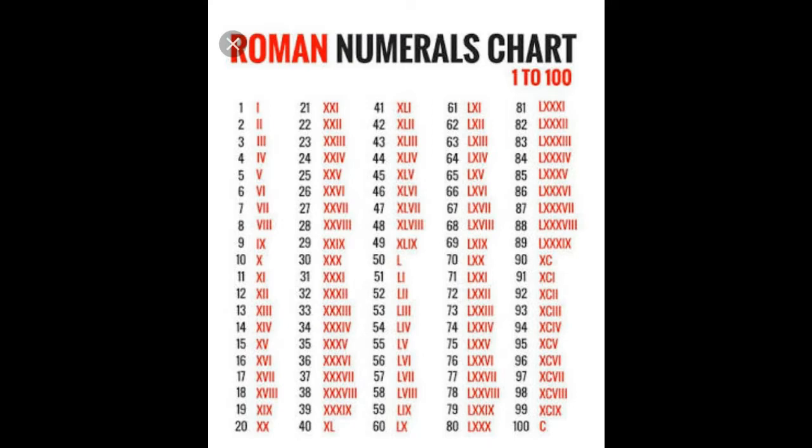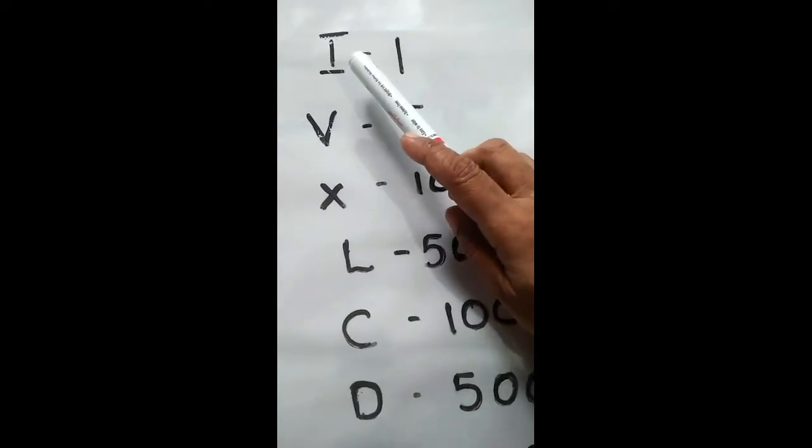Our last topic in the first chapter, Roman numerals, we are taking now. This is the last topic in the first chapter. Then we can go for that topic now. Roman symbols you have learned already.